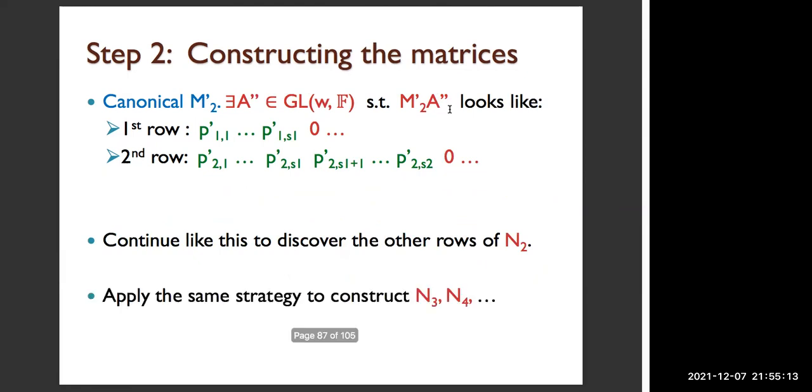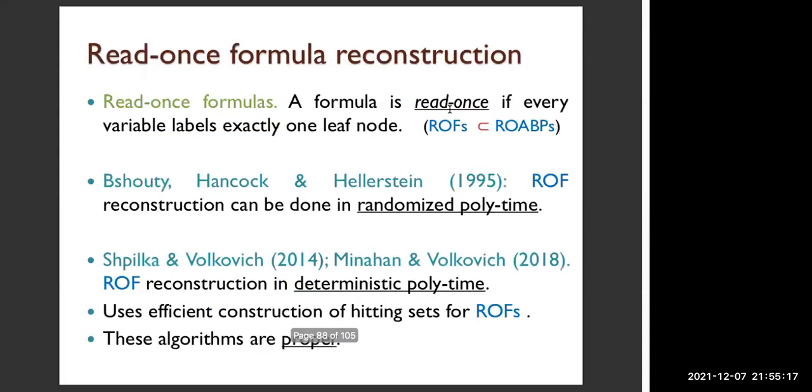All right, so this is how you do it. It's a sketch of it. Sorry, I rushed a little bit. That's the end of RAVP reconstruction. People have also studied read-once formula reconstruction, and there are known randomized polytime algorithms. There are known deterministic polytime algorithms also, and it is proper learning. Read-once formulas are strictly contained in read-once RAVPs, and I won't be going into that. It's just for the purpose of mentioning.